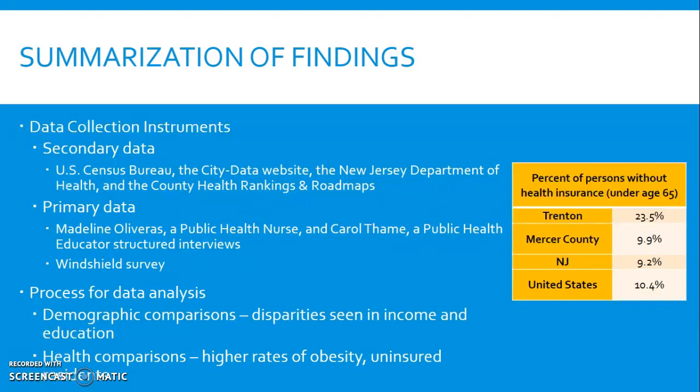Once the data were collected, it was time to begin the process for data analysis. When comparing demographic data, it was easy to see the disparities in both income and education for Trenton residents on local, state, and national levels. For the health profile, comparisons were also used, and it was found that obesity was at a much higher rate, as well as rates of uninsured residents. This can be seen detailed in the table to the right.